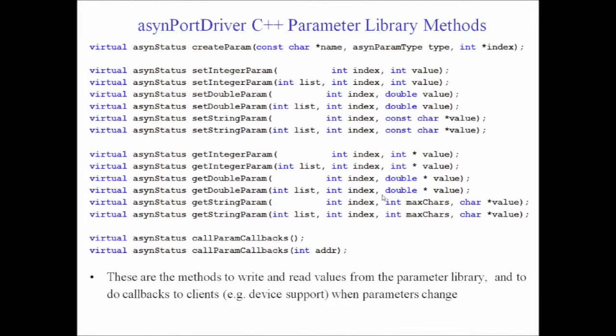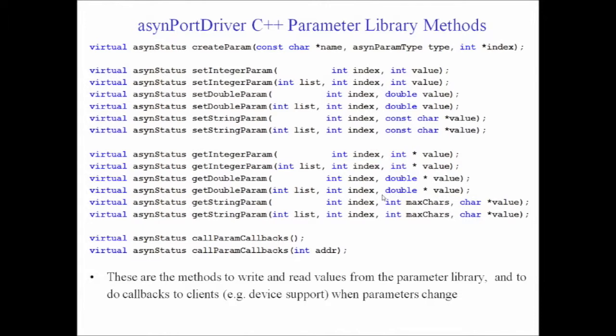Then you've got setIntegerParam, and there are two syntaxes for that, two different calling protocols. The more general one is you give it which list, so this is the address, the index which parameter, and the value. But if you omit the list, it defaults to list 0, address 0, because many drivers only support one address. Same thing for setDoubleParam, setStringParam, getInteger, getDouble, getString.